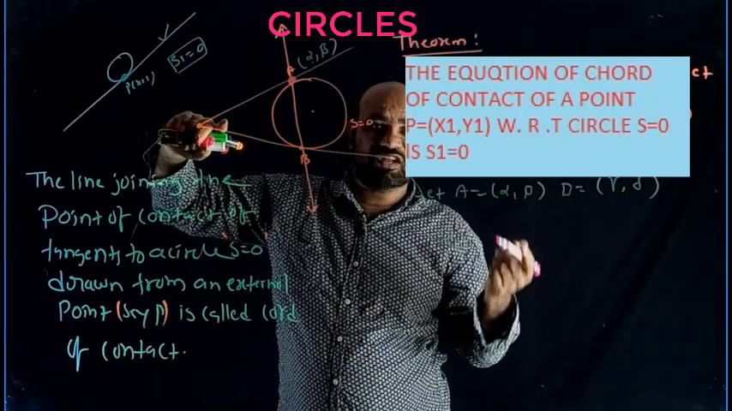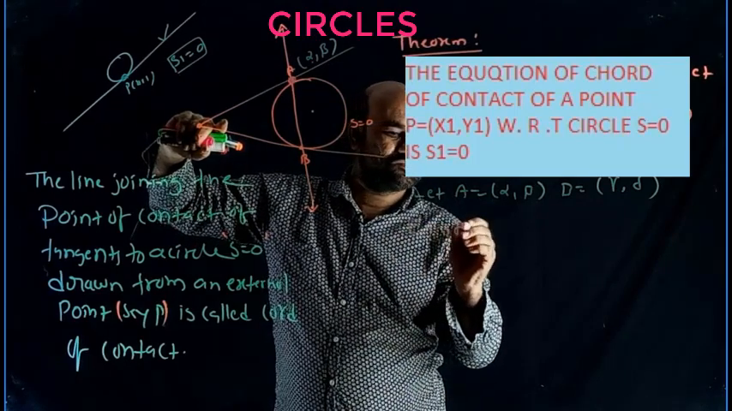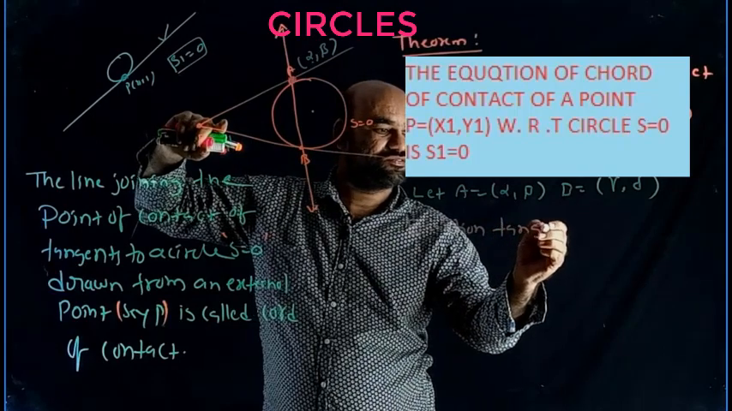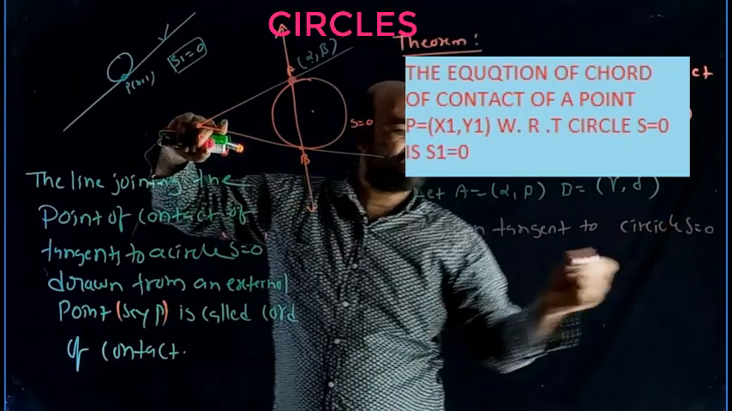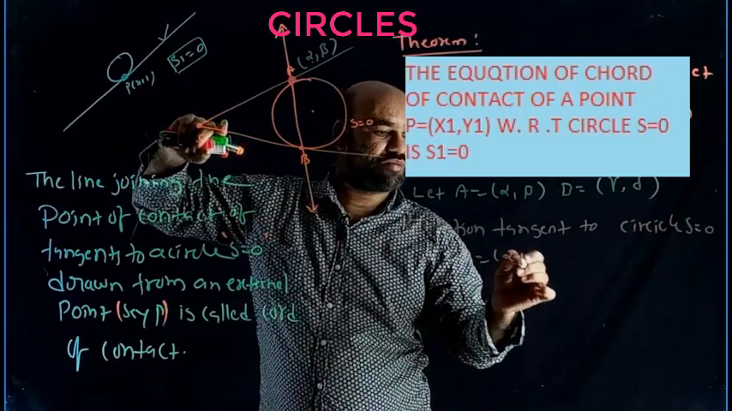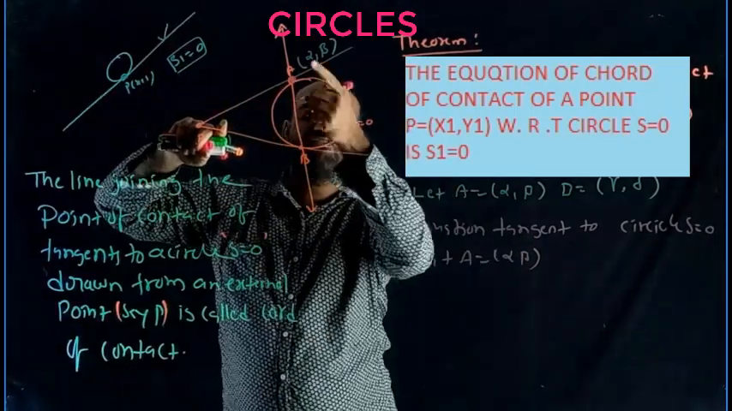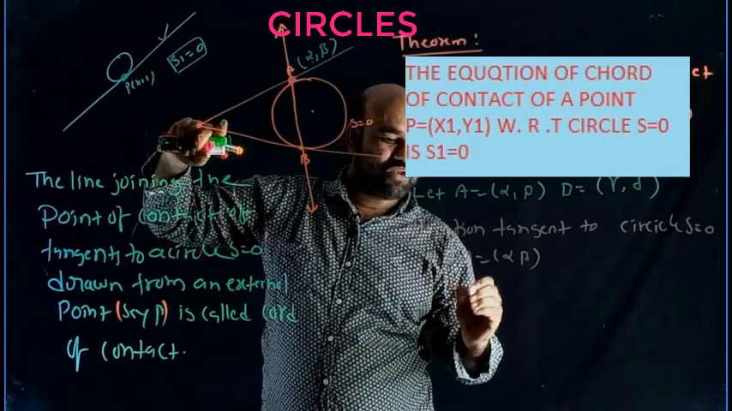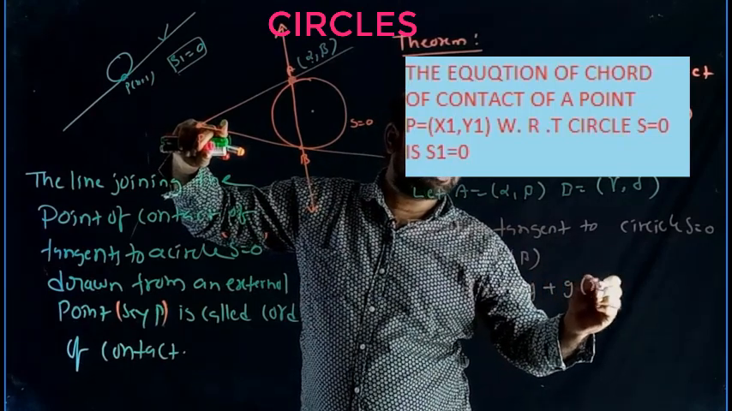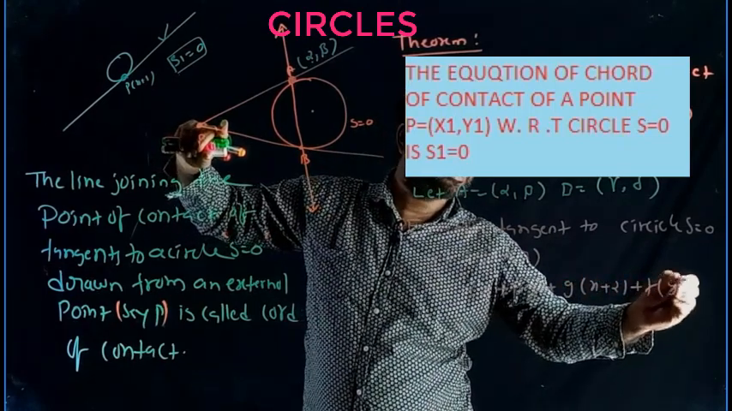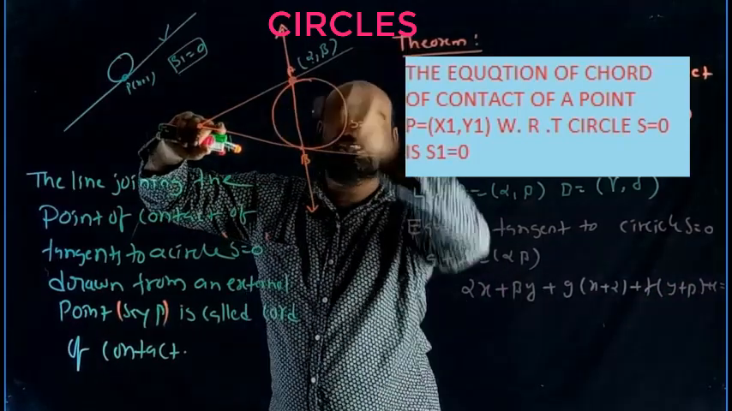Okay, now you want to write the equation of the tangent at A. I want to write here the equation of tangent to the circle S equal to 0 at A equal to alpha comma beta. Already you know this, x1 y1 becomes x alpha. So alpha x plus beta y plus g times of x plus alpha plus f times of y plus beta plus c equal to 0. This is the equation of the tangent.